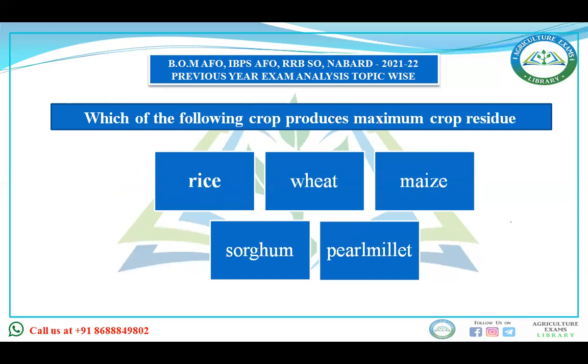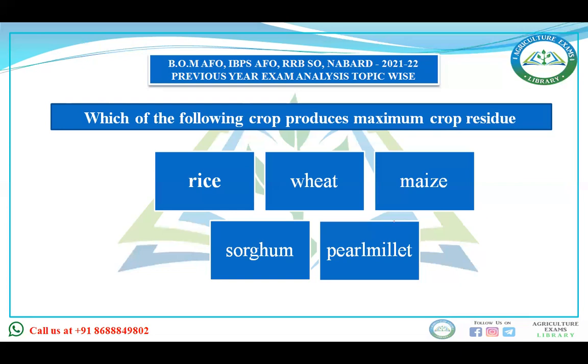Which of the following crops produces maximum crop residue? Rice, wheat, maize, sorghum, pearl millet. You know that burning of this crop residue was in the news, I think one or two years ago. It was very much in the news. There are many crops which leave crop residue on the field. The question is which crop leaves the highest amount of crop residue on the field. Options are rice, wheat, maize, sorghum, and pearl millet.